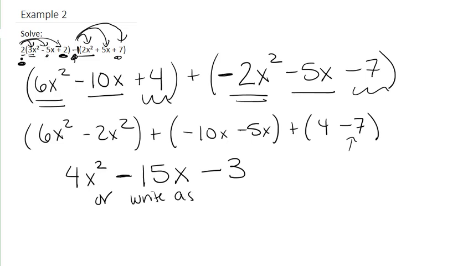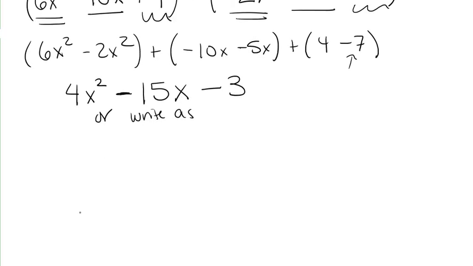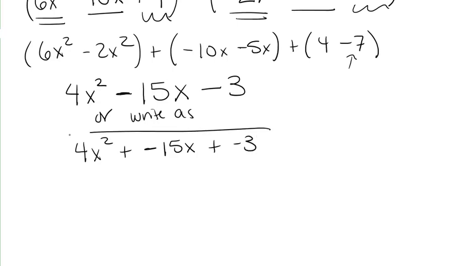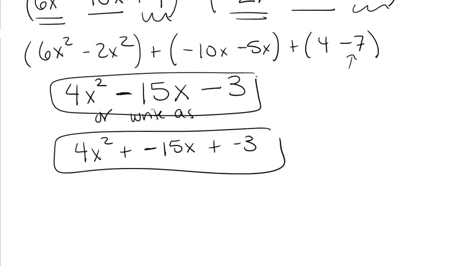Or we can write it as 4x squared plus minus 15x plus minus 3. So whichever method you prefer to write your solution, go ahead and write that down, as WODMAP will take either of these answers.